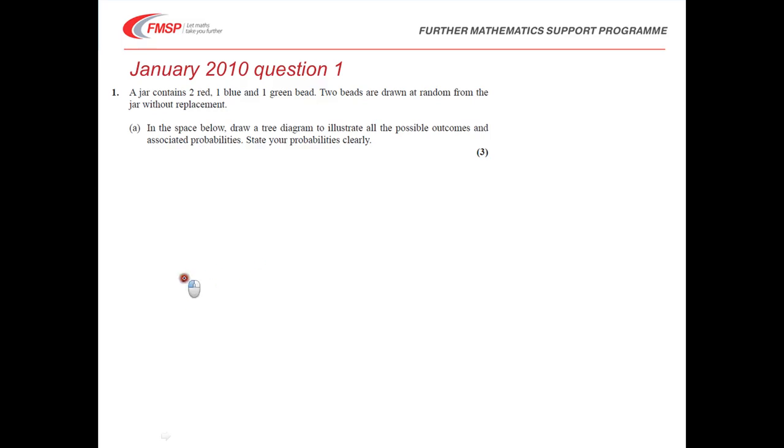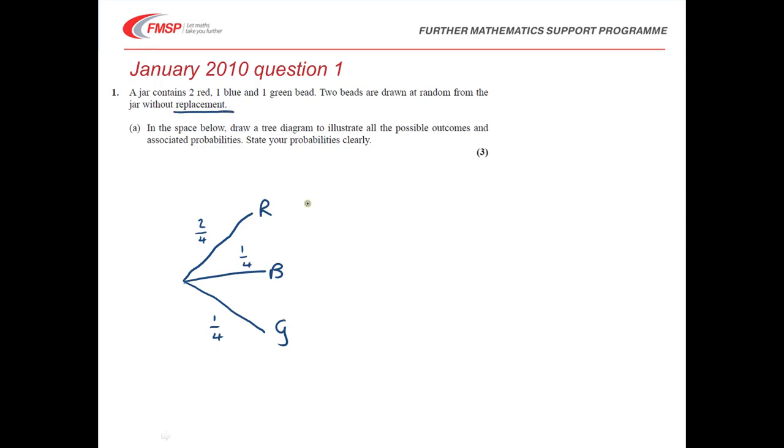So on picking the first bead, we can either have a red, a blue or a green. So we're quite happy to use R, B and G. And the probabilities are as follows. We have 2 out of 4 which are red, 1 out of 4 which is blue, and 1 out of 4 which is green. Now you're under no obligation to simplify these fractions, and in fact if you do it can cause problems, certainly if you are not replacing like it is here.